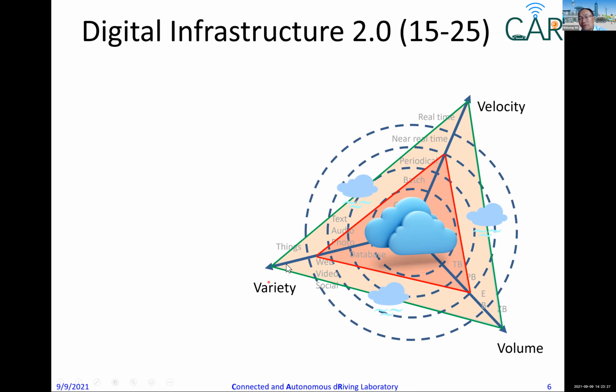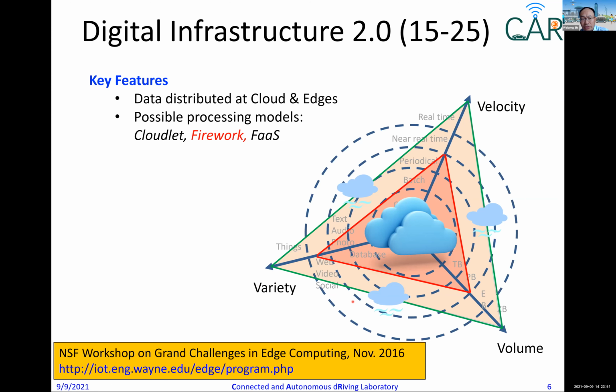There's also a variety of data. Even for a single sensor, the one ANL has developed includes, I think, probably more than 10 different types of sensors. You have temperature, which is the traditional one, but you also have camera data, and most of it needs to be processed in real time. So basically the data is now distributed from cloud to edge.